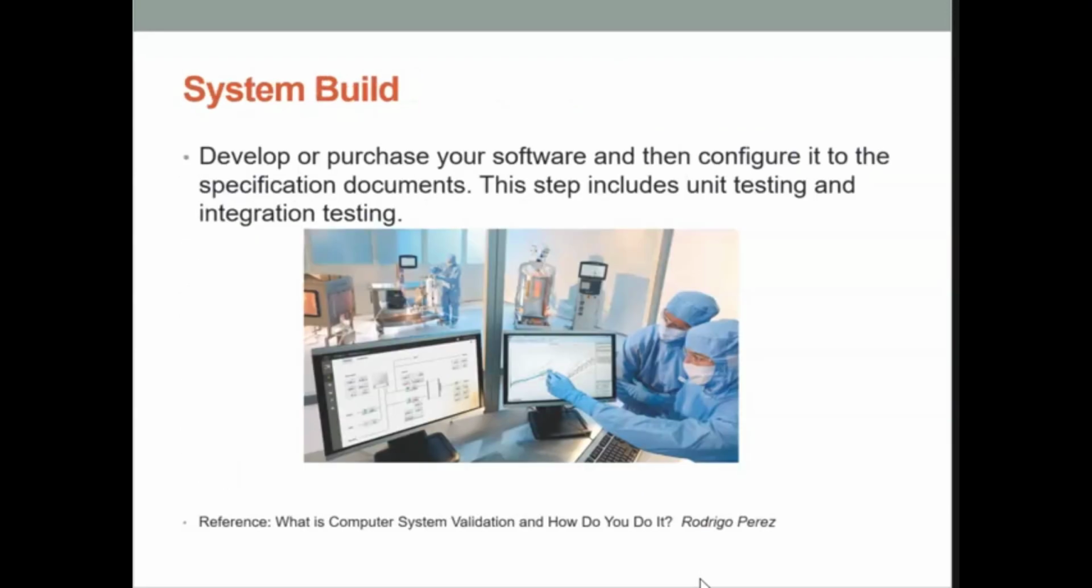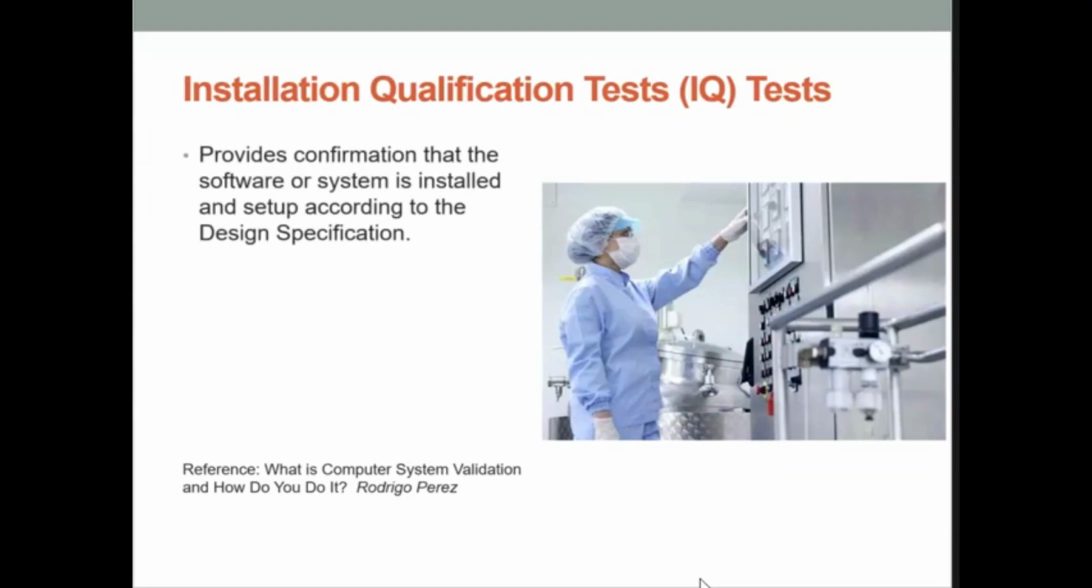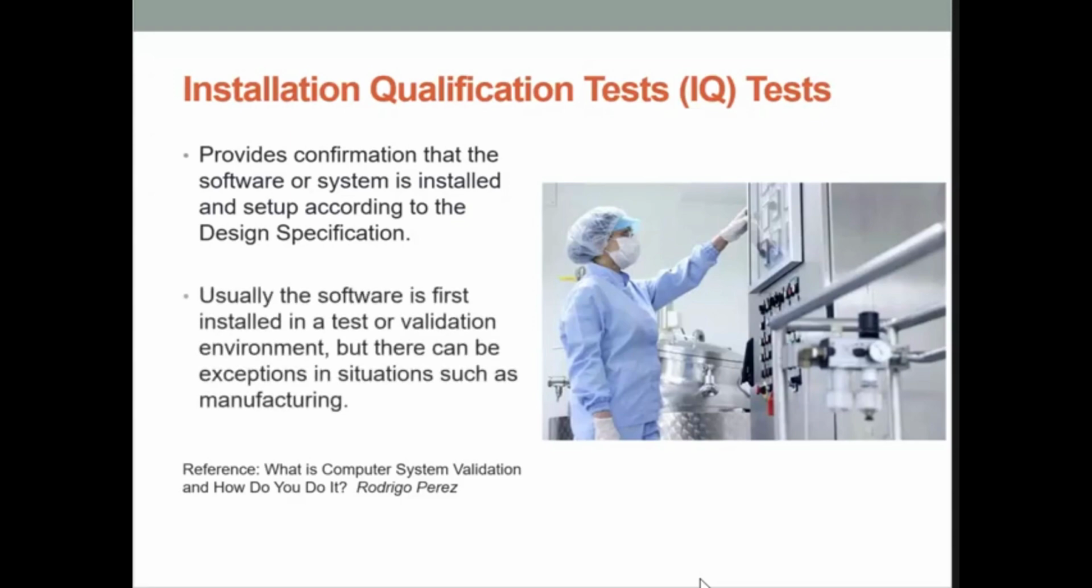System build. The system then, we develop or purchase our software and configure it to the specification documents. This step includes unit testing and integration testing. Installation qualification tests. Provides confirmation that the software or the system is installed and set up according to the design specification. Usually, the software is first installed in a test or a validation environment, but there can be exceptions in situations such as manufacturing.